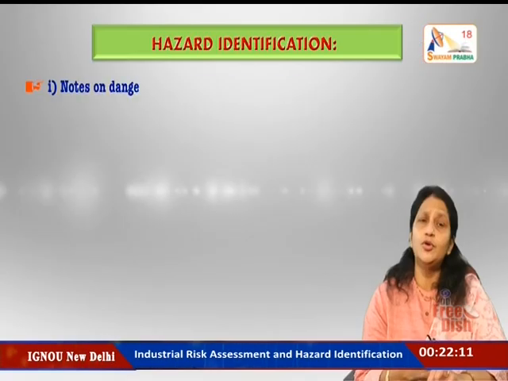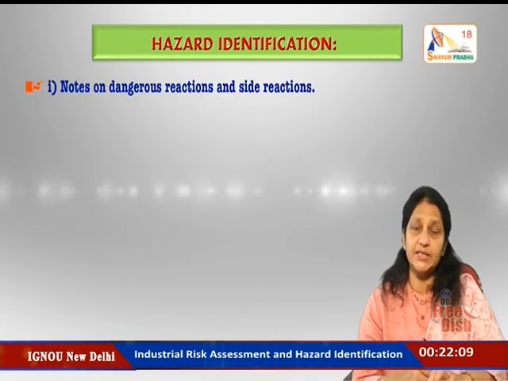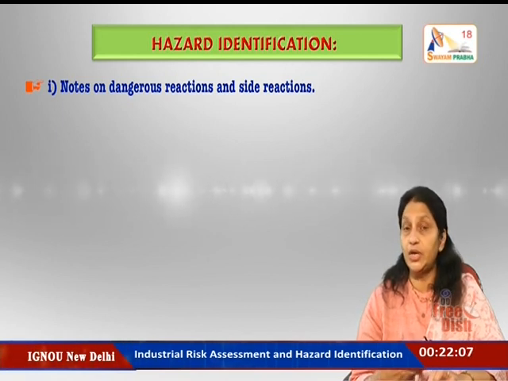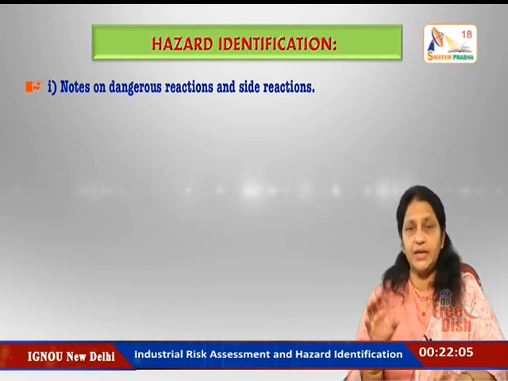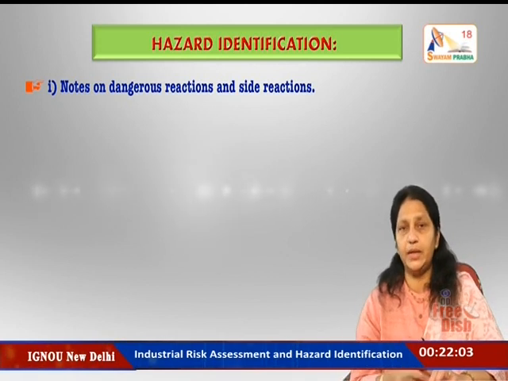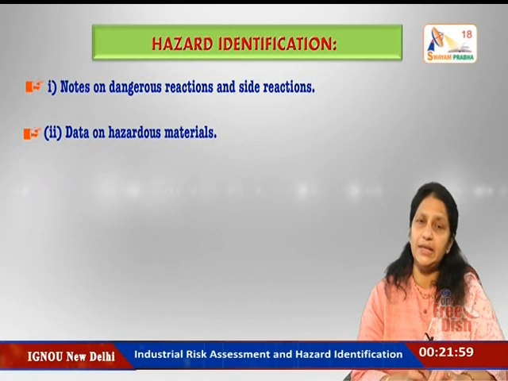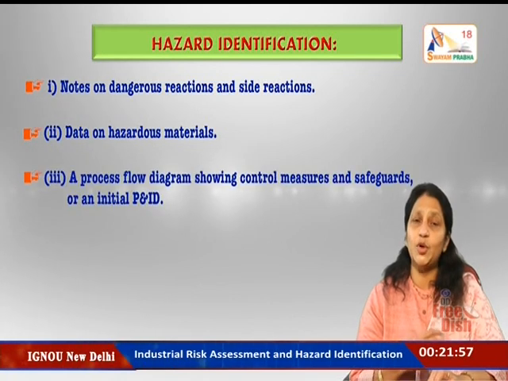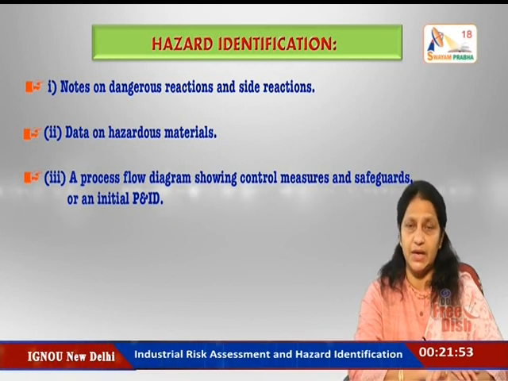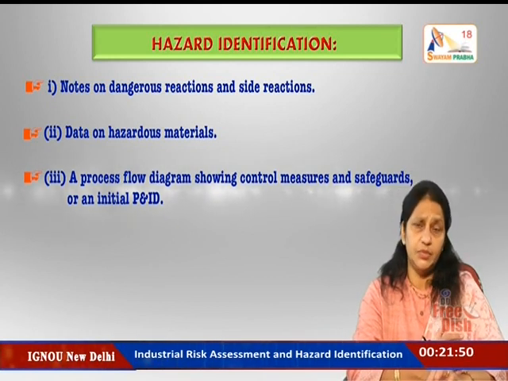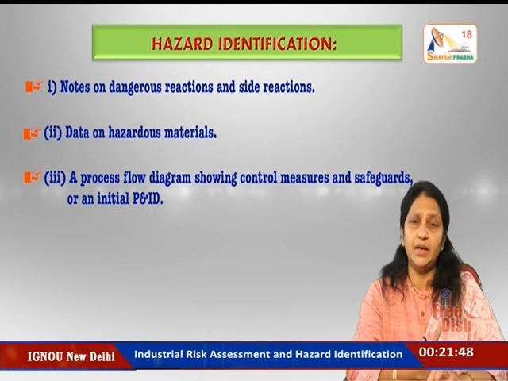What is the minimum level of knowledge? That is the notes on dangerous reactions and side reactions, what type of reactions occur in that particular industry or the particular equipment which we are operating, and also the data on the hazardous material, and the process flow diagram that shows the control measures as well as the safeguards, or an initial planning as well as the development ID.